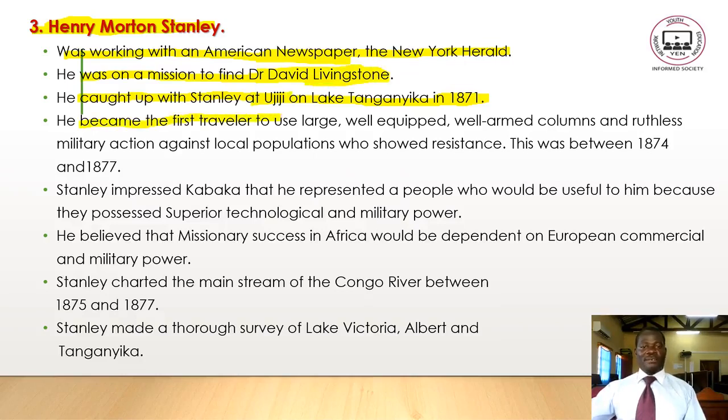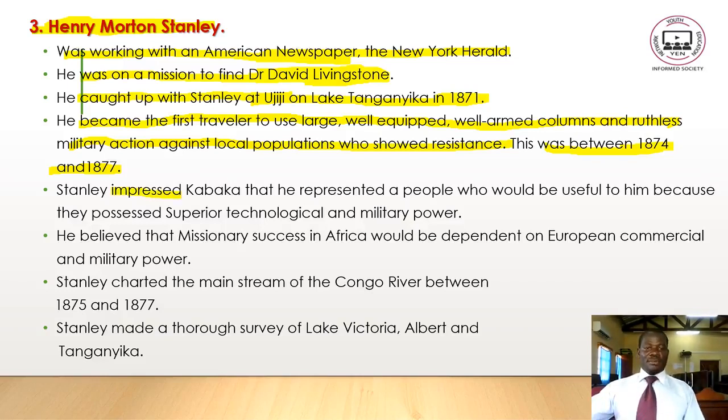He became the first traveler to use large, well-equipped and well-armed columns of ruthless military action against local populations who showed resistance. This was between 1874 and 1877. Henry Morton Stanley had a large expedition of soldiers, because he was a journalist working under a big newspaper, the New York Herald. Whenever he was traveling, sometimes they could meet resistance, so he had that large, well-equipped expedition to suppress any resistance.